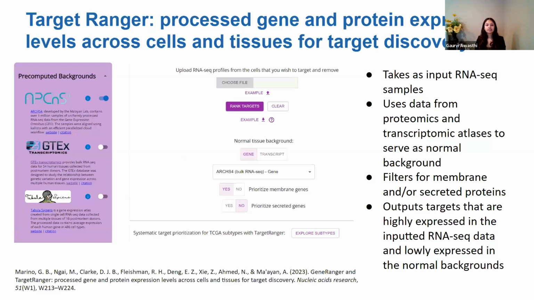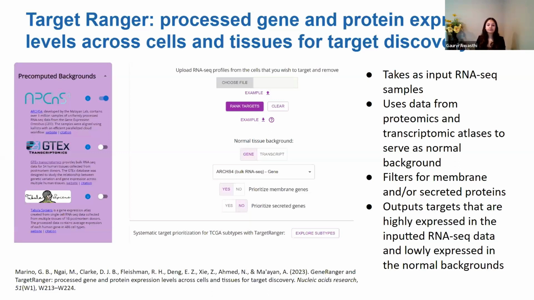Inspired by this, the Mayan Lab developed Target Ranger, a web server that enables users to input RNA-seq data from a tumor. Then, using data from proteomics and transcriptomic atlases and filtering for membrane or secreted genes, Target Ranger outputs targets that are highly expressed in the inputted RNA-seq data from the tumor and lowly expressed in the normal background.